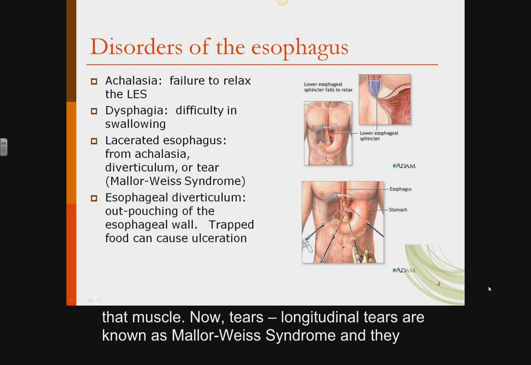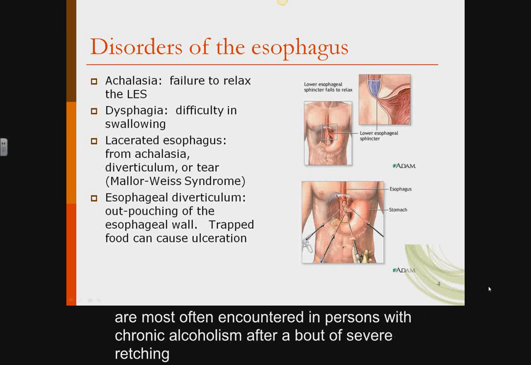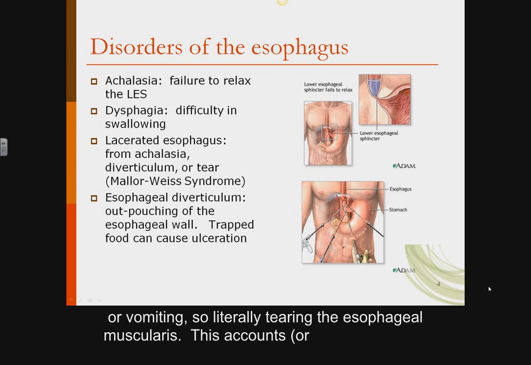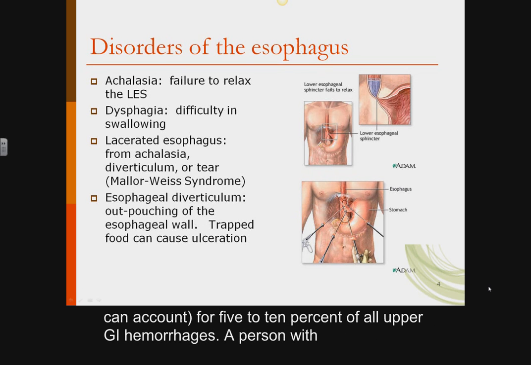Now, tears, longitudinal tears, are known as Mallory-Weiss syndrome, and they are most often encountered in persons with chronic alcoholism after a bout of severe retching or vomiting. So it's literally tearing the esophageal muscularis. This accounts or can account for 5 to 10% of all upper GI hemorrhages.